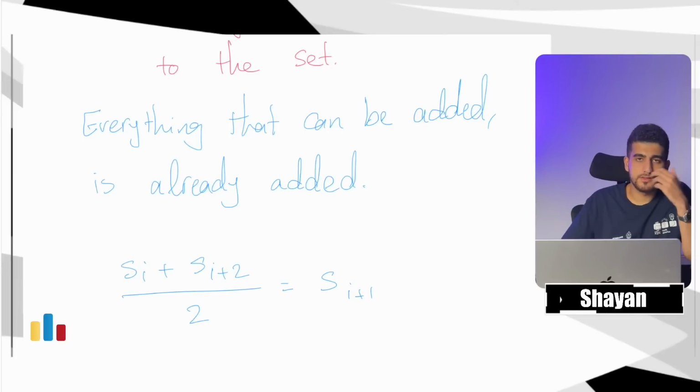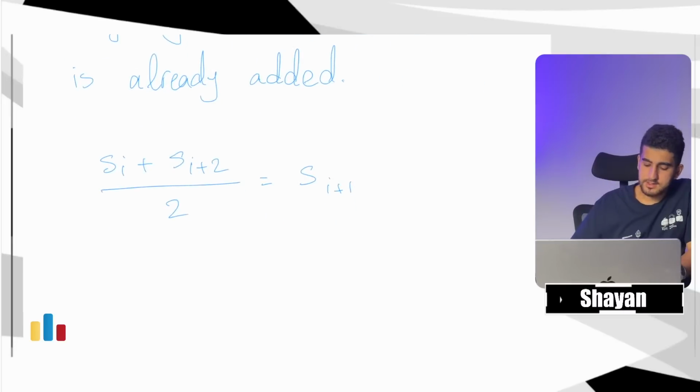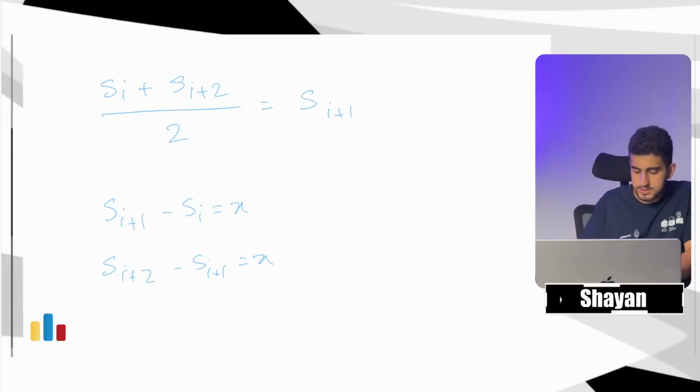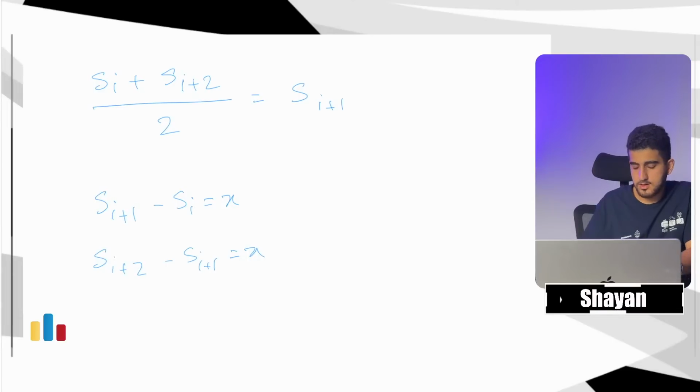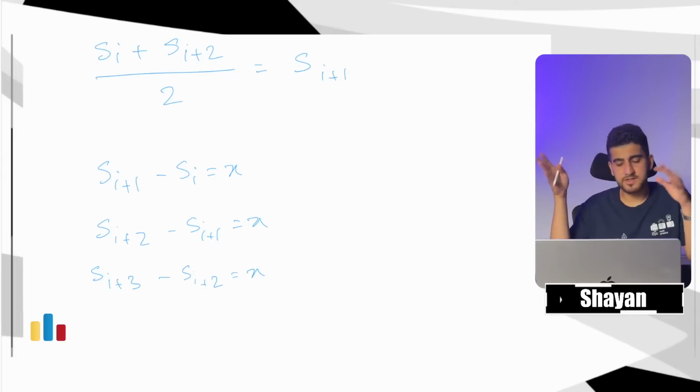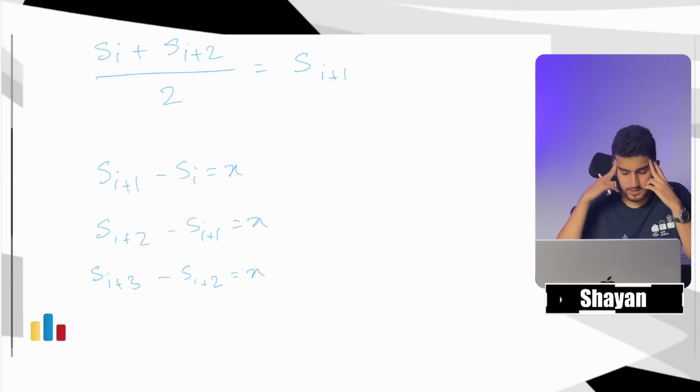So what does that mean? It means that if S sub I plus 1 minus S sub I is equal to X, S sub I plus 2 minus S sub I plus 1 is also X. Because I is not a constant, I is a variable, so I can also be I plus 1. When Si plus 2 minus Si plus 1 is equal to X, it means that Si plus 3 minus Si plus 2 is also X, because Si plus 2 is the average of Si plus 1 and Si plus 3.